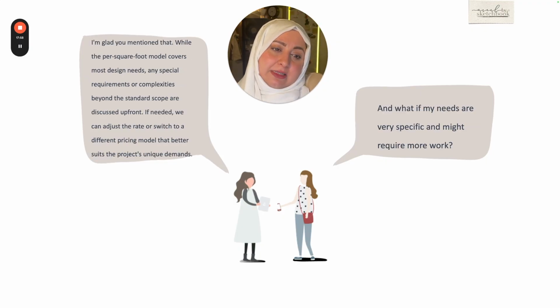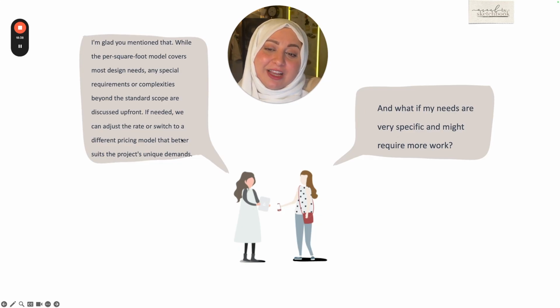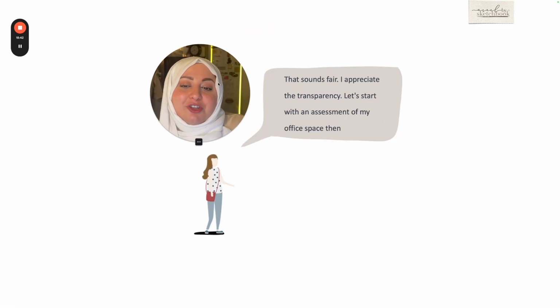Kaylin might also ask, basically she's asking, what if we require more work? So Rosemary here would say, I'm glad that you mentioned that. While the per square foot model covers the most basic design needs, any special requirements or complexity beyond the standard scope are discussed up front. If needed, we can adjust the rate or switch to a different pricing model that better suits the project's unique demands. If the client comes up with a question like this, that's a good answer to have. So, naturally, let's say that sounds fair. I appreciate the transparency. Let's start with an assessment of my office space.